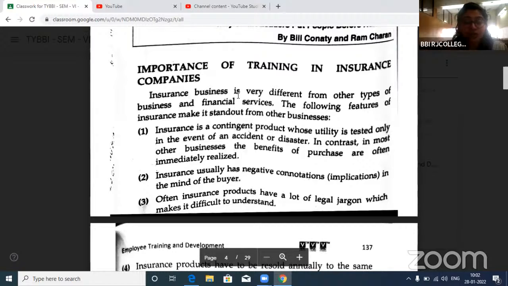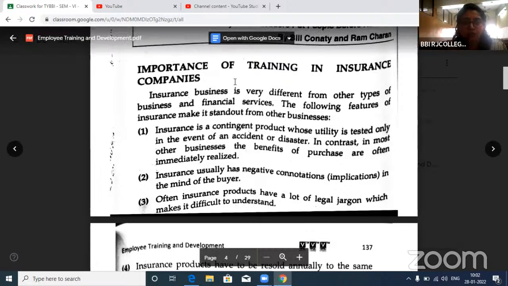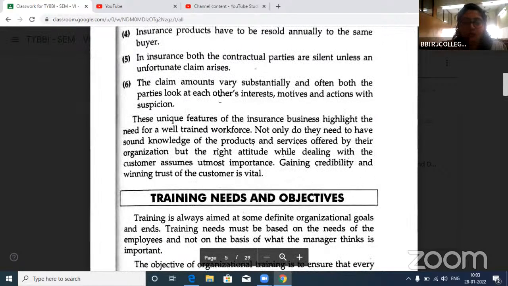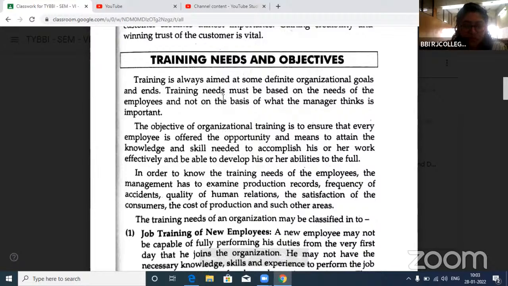Importance of training in the insurance sector also, because I told you, marketing an insurance product is a very difficult job. Therefore you need to train the employees as to what to speak and how to motivate customers to buy insurance products. Next we did training needs and objectives.